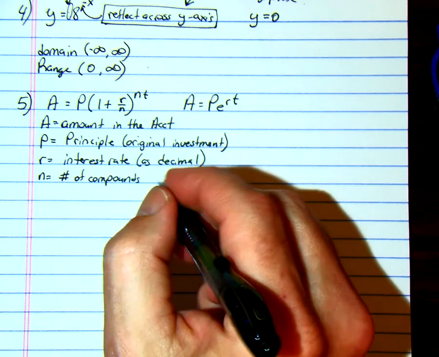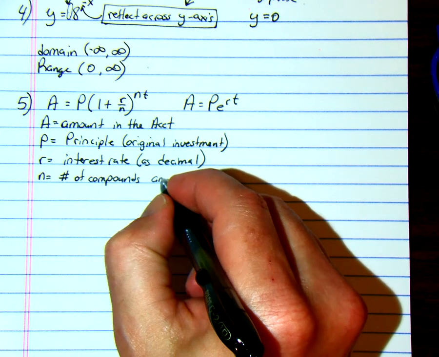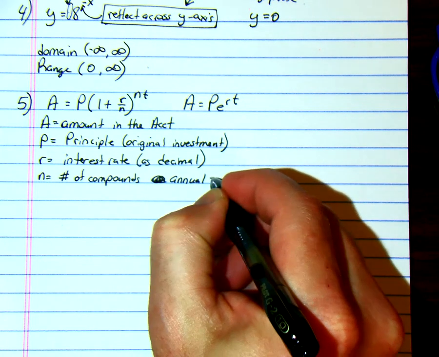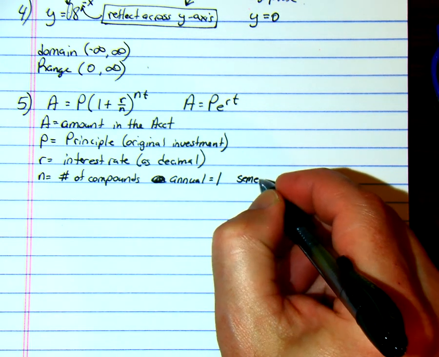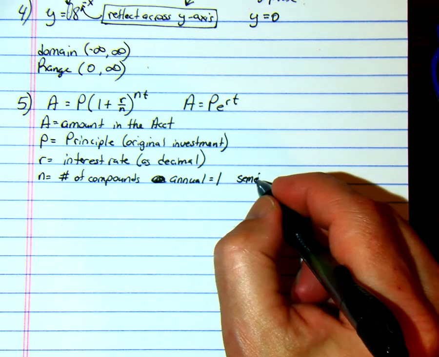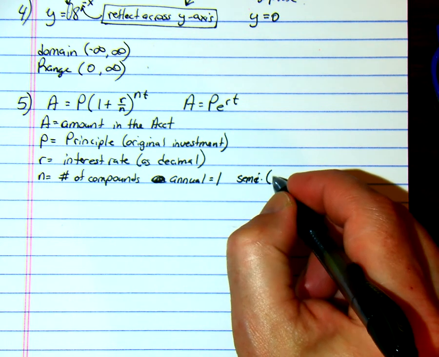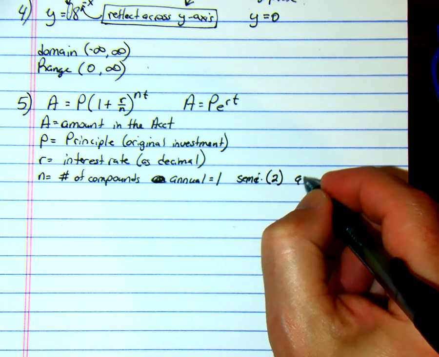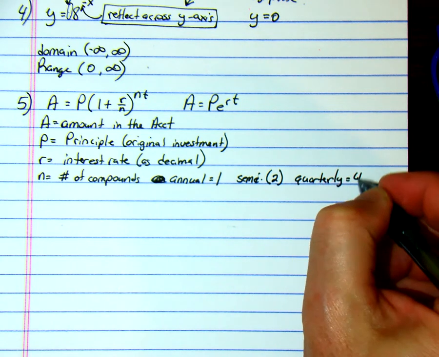So let's talk about that real fast. If it's compounded annually, that means we're going to do 1 time a year. Not going to see that, but just to go over it. Semi-annual, that's going to give me a 2. Quarterly, oh my gosh, 4.